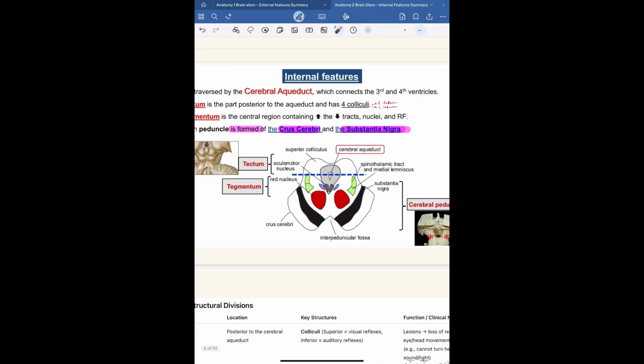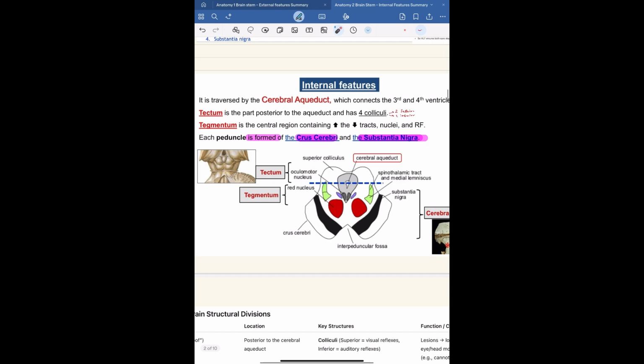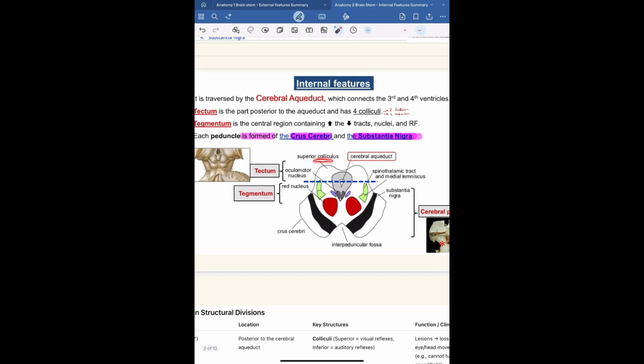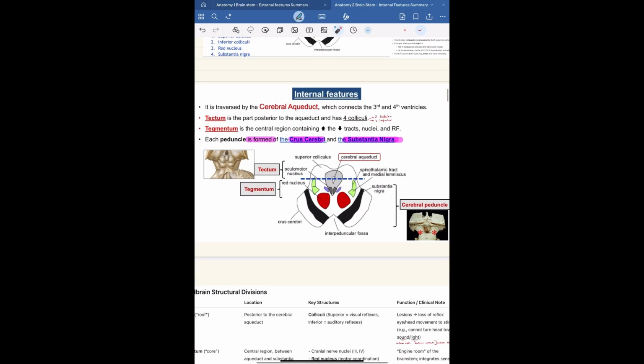Tegmentum is basically what the first thing that clicks in my mind is the core structures. It contains the red nucleus, the lemnisci, and the other nuclei here, for oculomotor and such. I'll show it to you in a second. And the tectum, the first thing that clicks is the most sided structures. I would see the superior colliculi, mainly the superior colliculi, and also the inferior colliculi, and that's mainly it for the tectum and tegmentum.